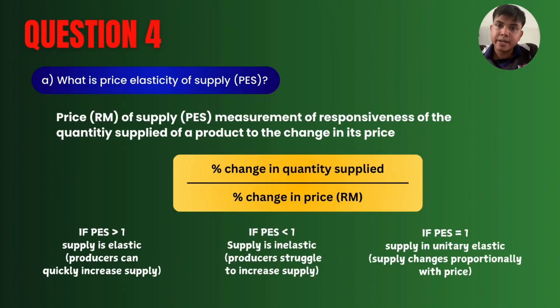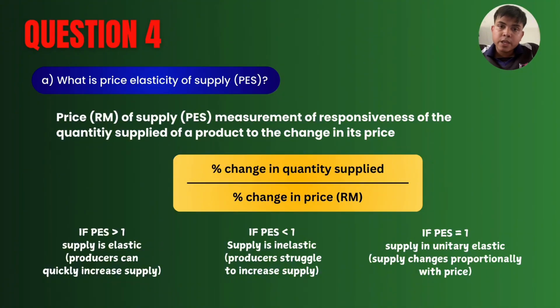First, let's define price elasticity of supply. PES measures how responsive the quantity supplied of a product is to a change in its price. The formula is simple: percent change in quantity supplied over percent change in price. The slide shows different PES values: elastic, inelastic, and unitary elastic, with corresponding explanations.